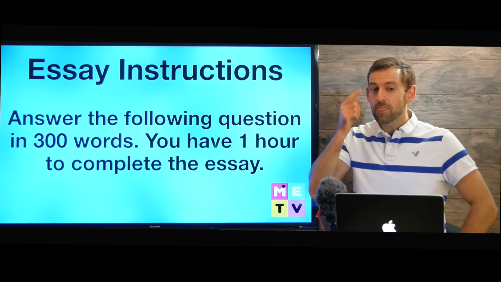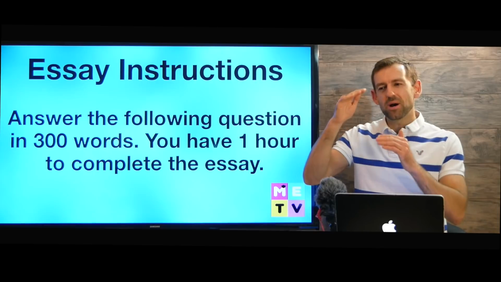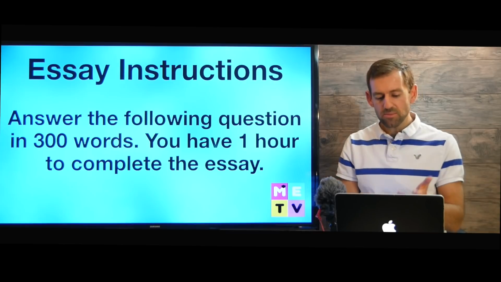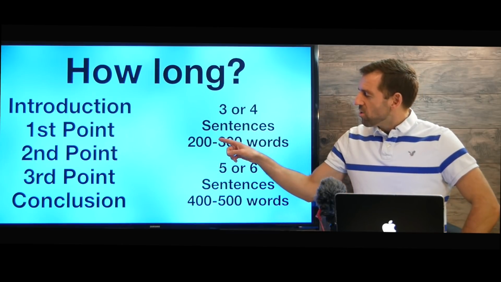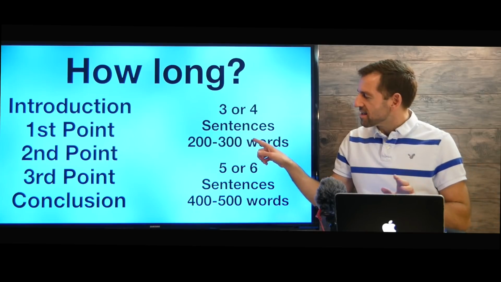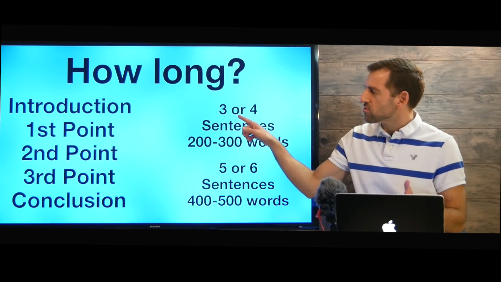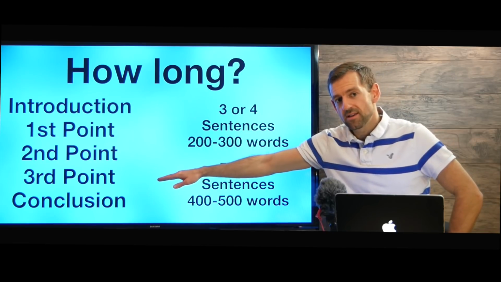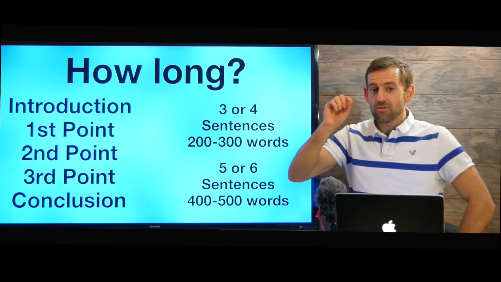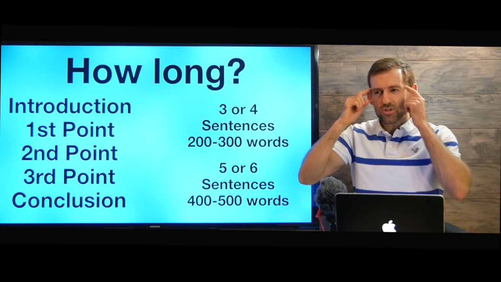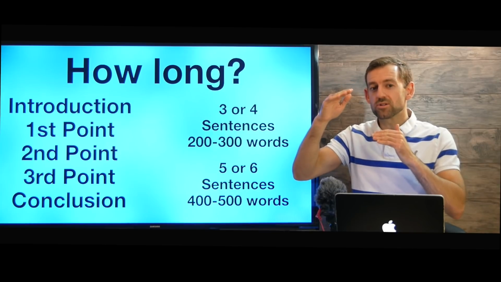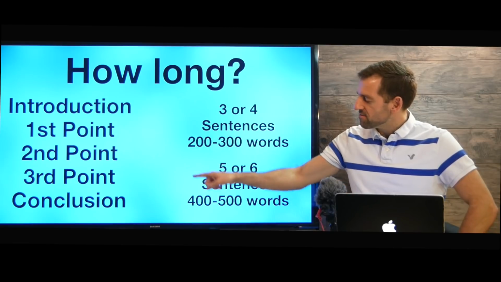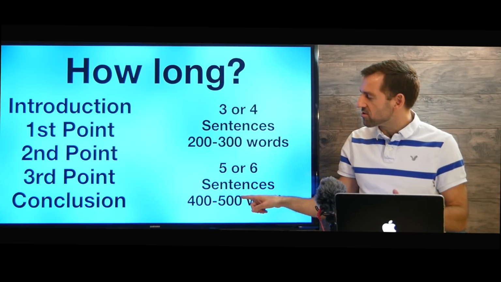You need to know before you start writing about how many sentences you need in the essay, okay? And I'm going to make it easy for you. If you want to write a 200 to 300 word essay, you're going to need about 3 or 4 sentences per paragraph, okay? So you can just think, I need 3 or 4 sentences for every paragraph, and then you can sort of visualize what it's going to look like. And if you have 5 or 6 sentences per paragraph, then it'll be about 400 to 500 words.